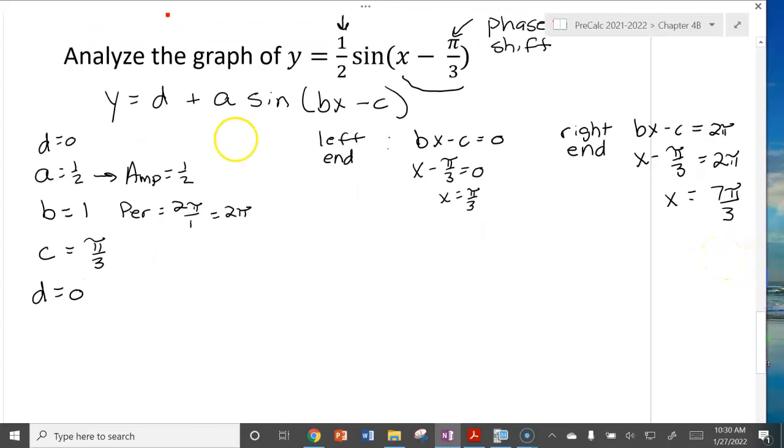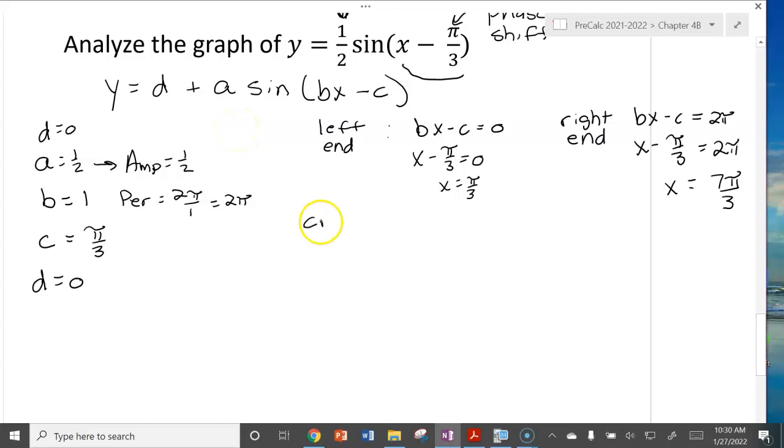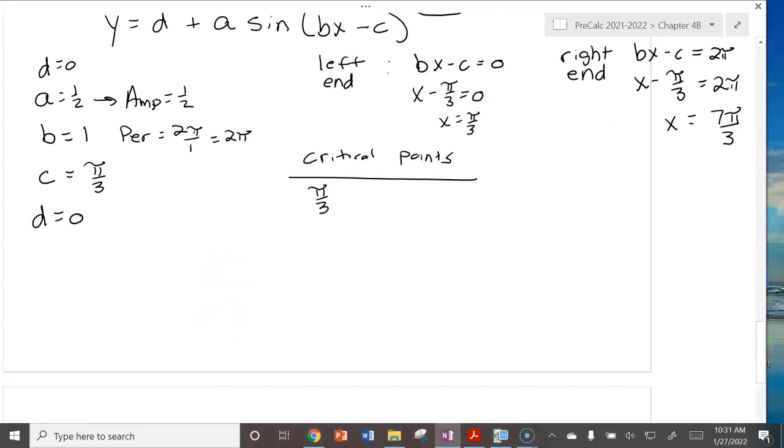So when I'm doing my critical points, the first one is at pi over 3. My last one is at 7 pi over 3. Now remember, I need to divide my period by 4 because that's what I'm going to add each time to define the rest of my critical points. So if I take 2 pi, divide that by 4, I get pi over 2. I'm going to add pi over 2 to each critical point.